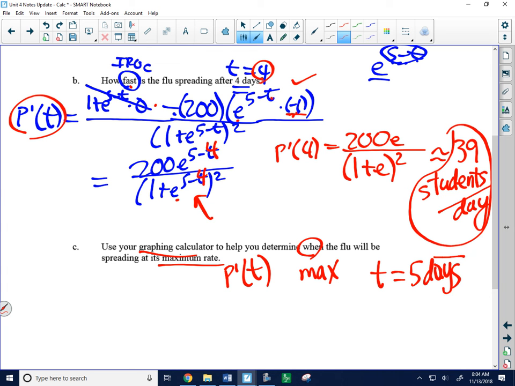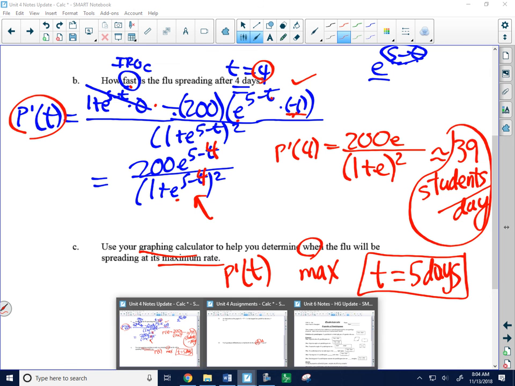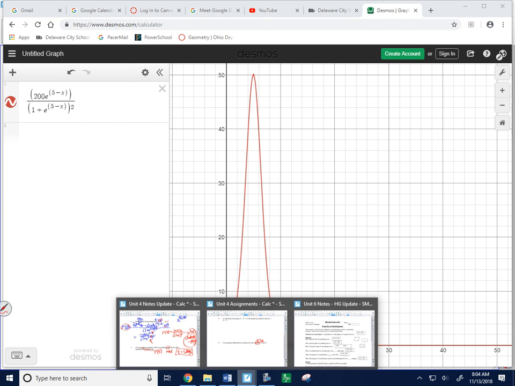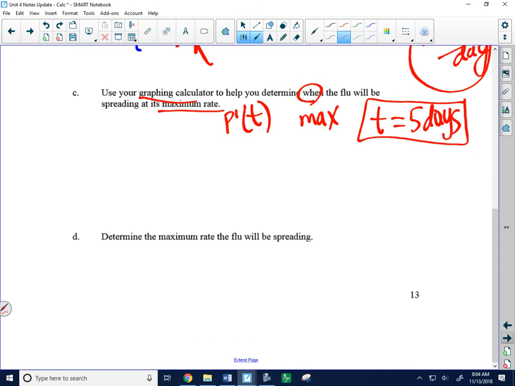If it had asked what is the maximum rate, it would have been 50 students per day. We'll learn next unit especially that using the second derivative we could have found that answer.